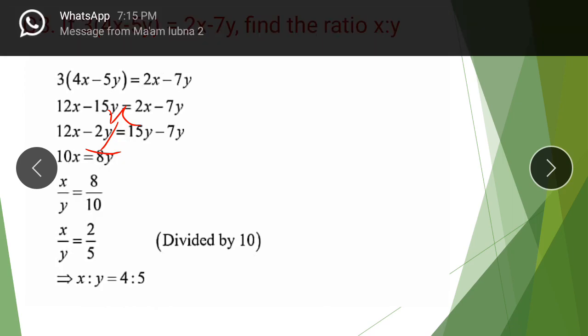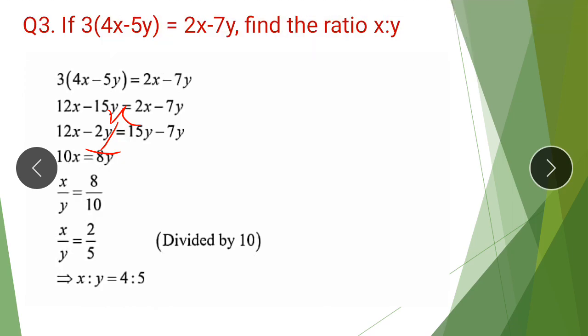Next part is question number 3. If 3 into (4x minus 5y) equals 2x minus 7y, then we are supposed to find the ratio x:y. Here if we simplify this equation, we'll get the ratio of x:y. So let's go with the simplification of this.